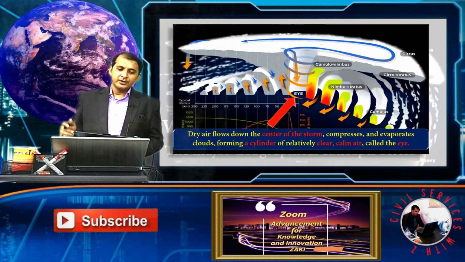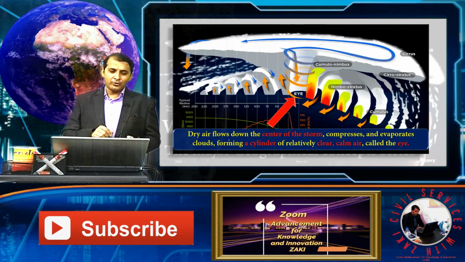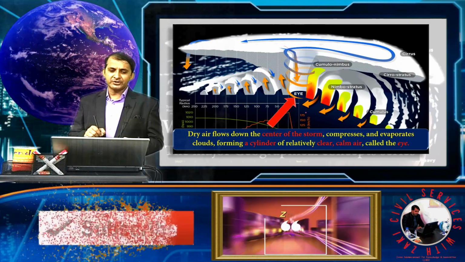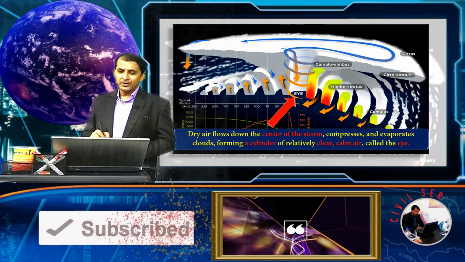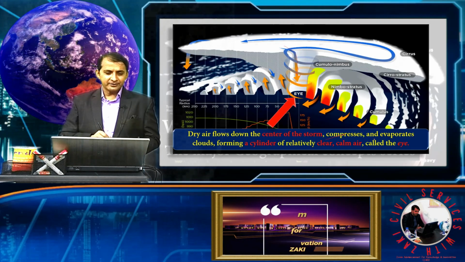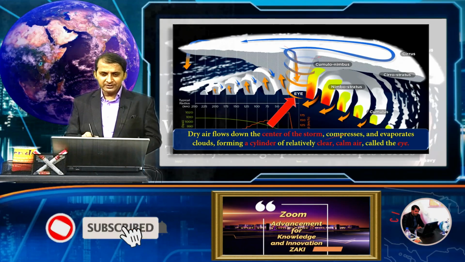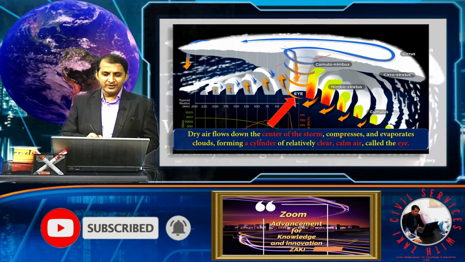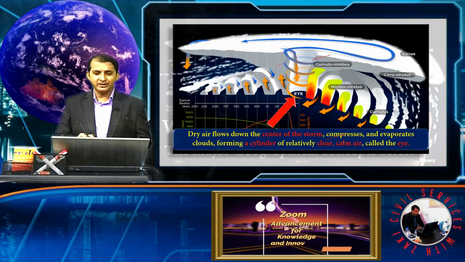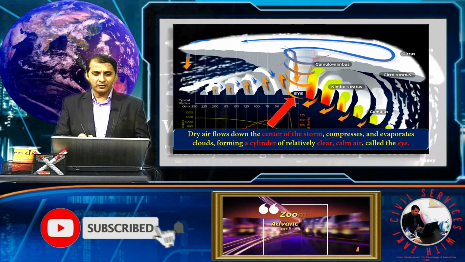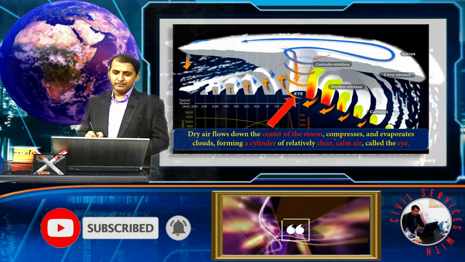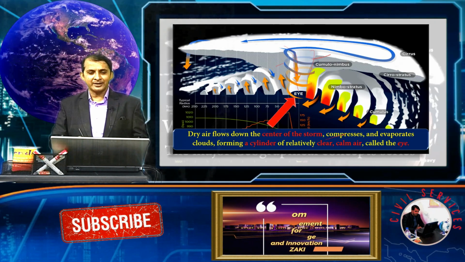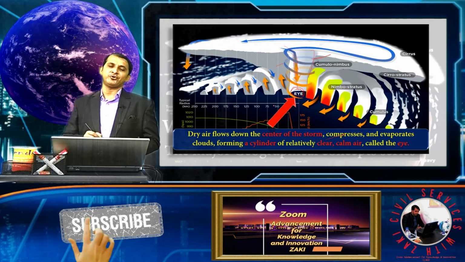Some dry air flows down the center of the storm, compresses and evaporates the cloud. So here they compress and evaporate the cloud, forming a cylinder of relatively calm, clear air, and this is called the eye. So this is called the eye of the storm.